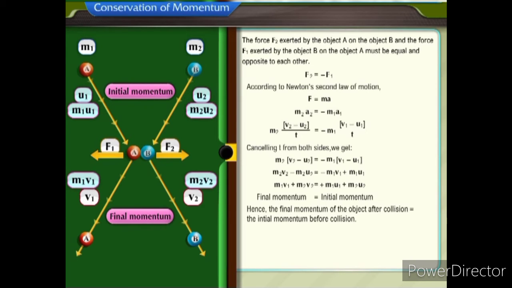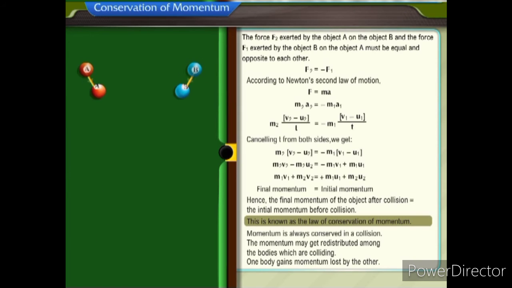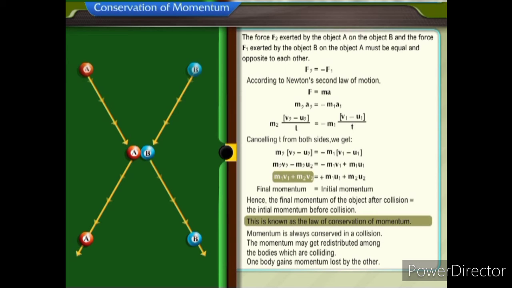Hence, the final momentum of the objects after collision is equal to the initial momentum before collision. Hence, the sum of the momentum of the two objects before collision is equal to the sum of the momentum of the two objects after collision, provided there is no external unbalanced force acting on them. This is known as the law of conservation of momentum. Momentum is always conserved in a collision. The momentum may get redistributed among the bodies which are colliding. One body gains momentum lost by the other. Therefore, if two freely moving bodies collide, their total momentum after collision is the same as the total momentum before the collision.